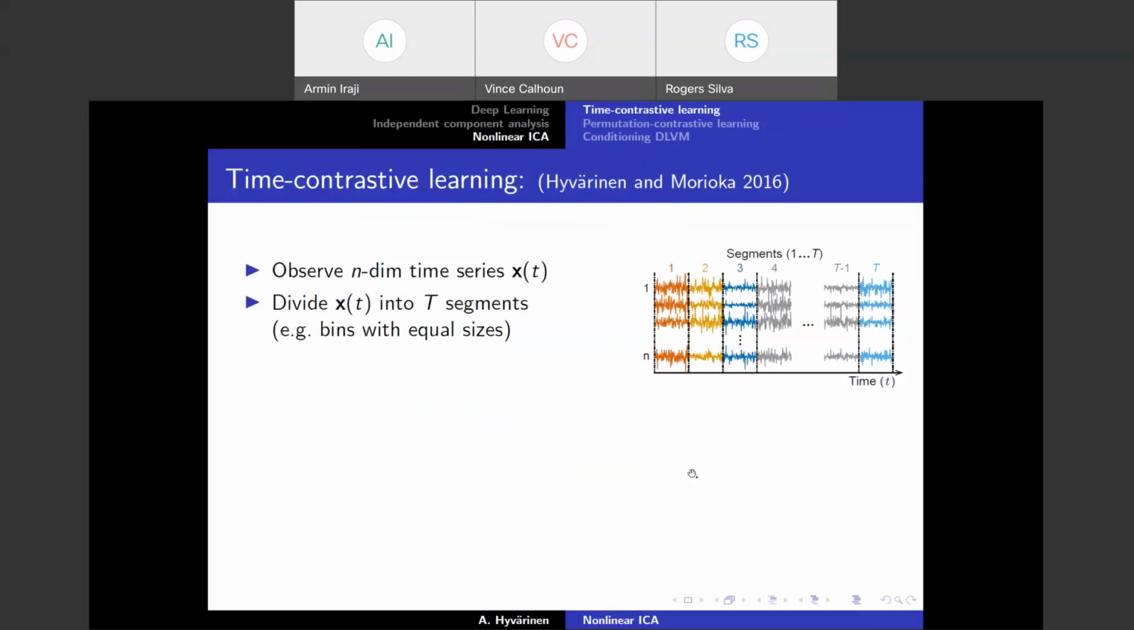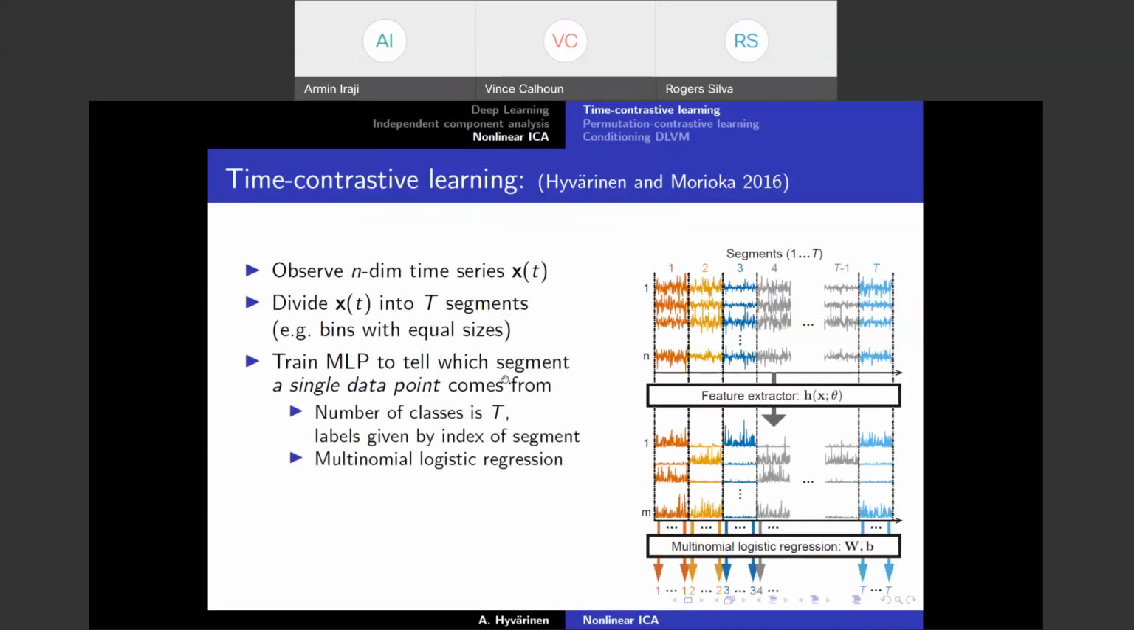And so what we do is the following. We completely arbitrarily divide this X, the time series, into a number of segments, for example, just by taking bins of equal sizes, as is illustrated on the right. And then we train a multi-layer perceptron, that is a neural network, to tell which segment each single data point comes from.